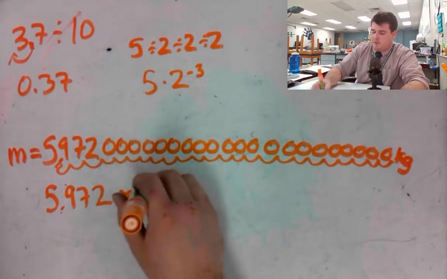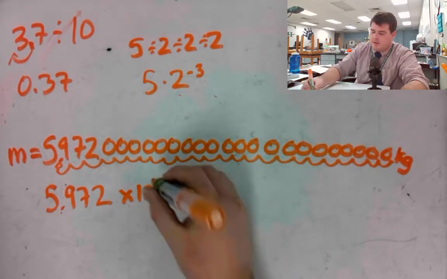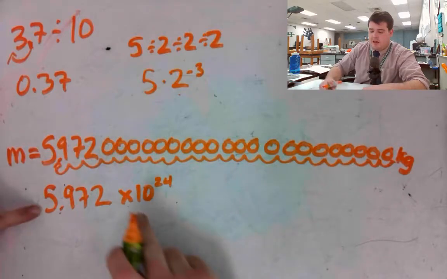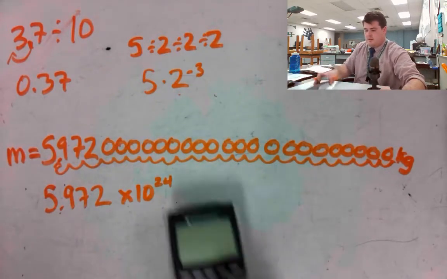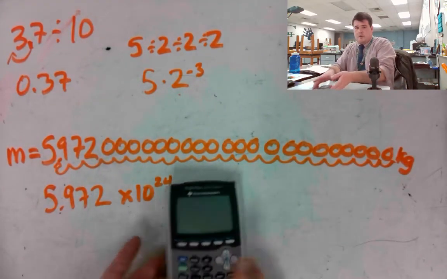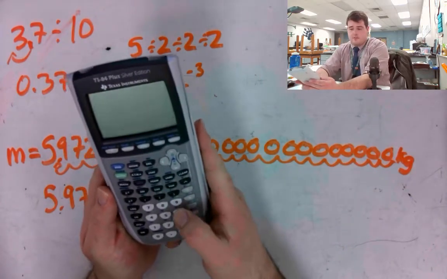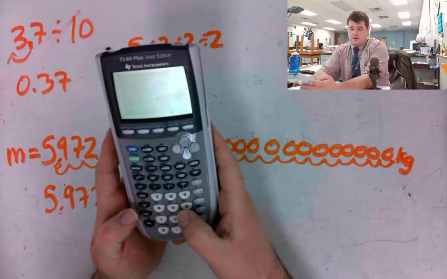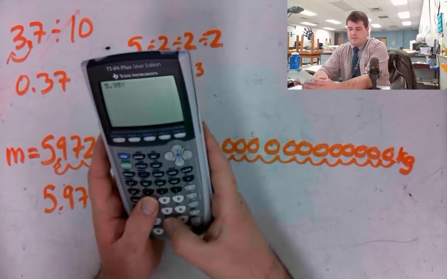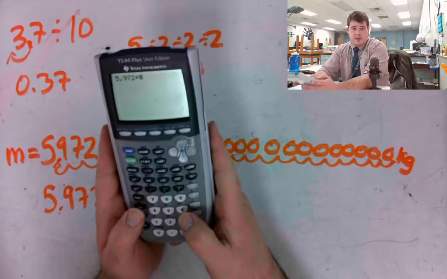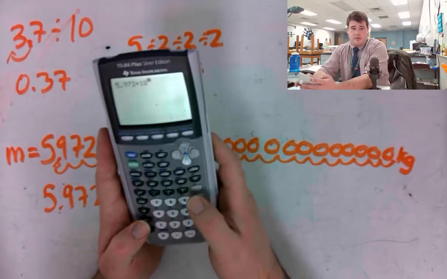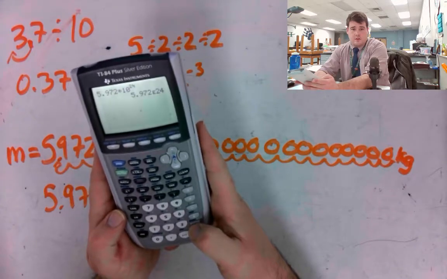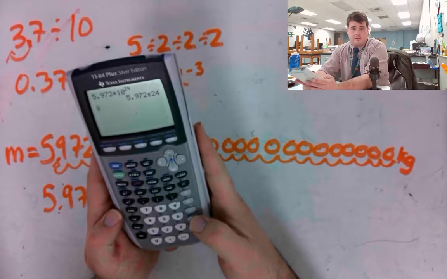So I'm going to multiply it times 10, 24 times. If you type this into your calculator, let's do that. Here's my calculator. The calculator's not on. 5.972 times 10 to the 24th. Oh, wait a second. Is that what we want?